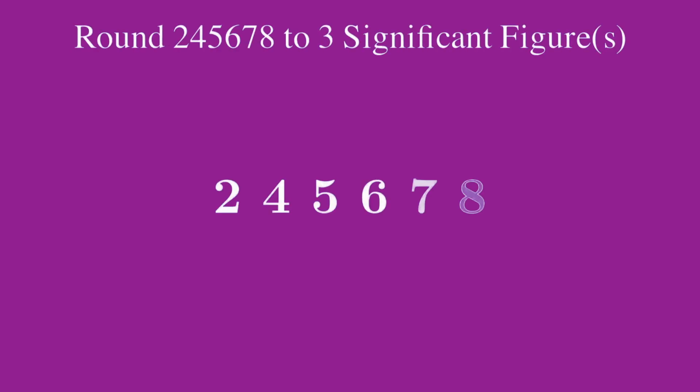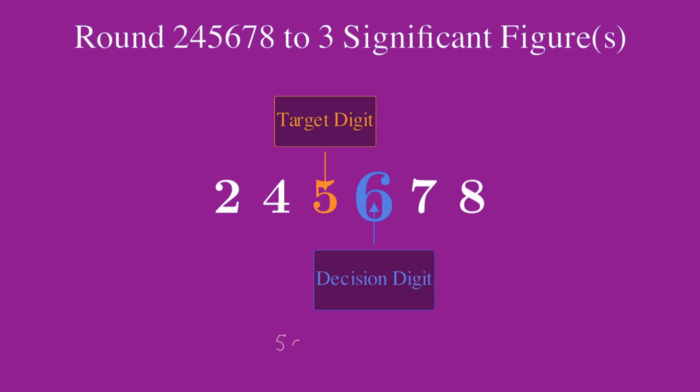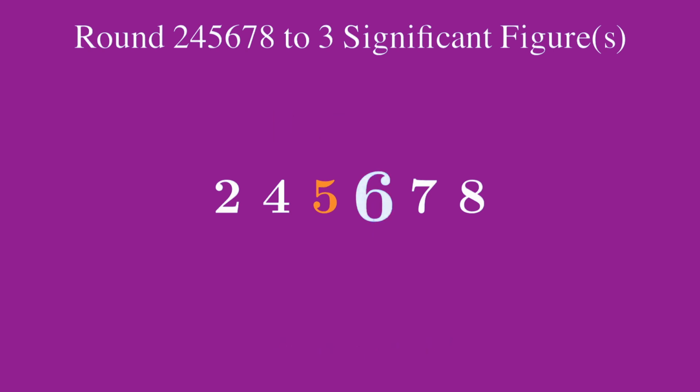Now for significant figures, the same idea works. Let's round 245,678 to three significant figures. So we look at the first three important digits, 2, 4, and 5. The digit after the 5 is a 6. Since 6 is 5 or more, we round up the 5 to a 6. And remember, when rounding whole numbers, you need to fill in the rest of the places with zeros so the number keeps its size. So 245,678 rounded to three significant figures is 246,000. Now let's look at the rest of the examples.